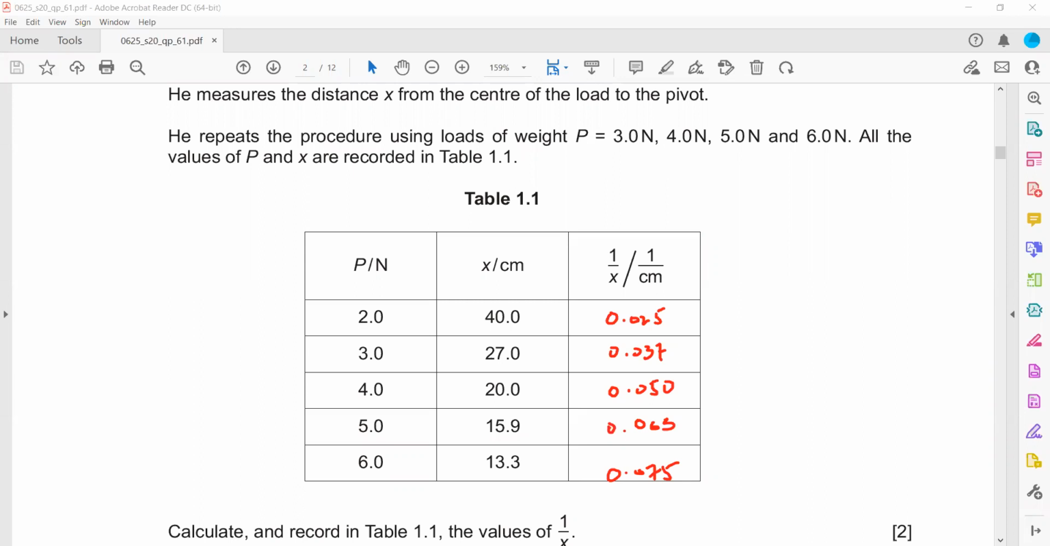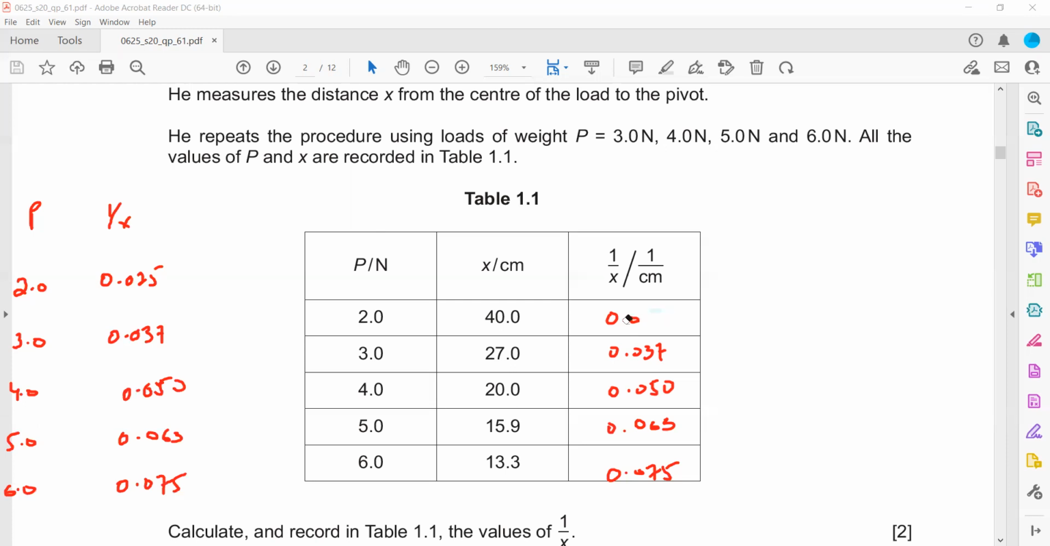The next part, we have to plot a graph between p and 1 over x, where p is the load. So that is 2.0 or 2, we can say 3.0 or 3, 4.0, 5.0, and 6.0. And the 1 over x is 0.025, 0.037, 0.050, 0.063, and 0.075. These are the values for 1 over x, because we have to plot the graph between p and 1 over x.